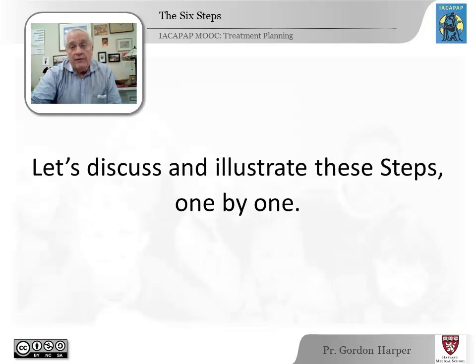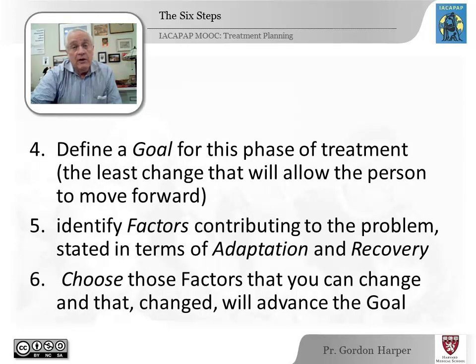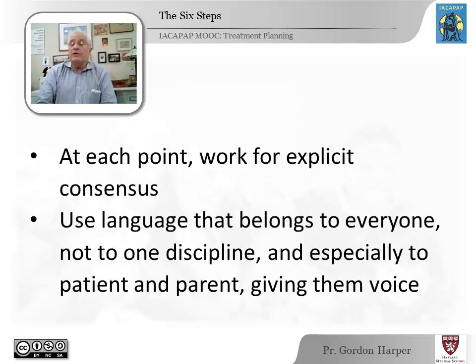Here we are one by one. Who is the person? Strengths and challenges. What kind of life vision corresponds? What's the problem currently that keeps the person from moving ahead with his or her life? What's the corresponding goal? What are the factors contributing, stated in terms of adaptation and recovery? And finally, what are the interventions that correspond to those factors? At each point, we try to push for consensus, explicit consensus, about the nature of the problem, using language that belongs to everyone, not just to one discipline, and especially that gives voice to patient and parent.